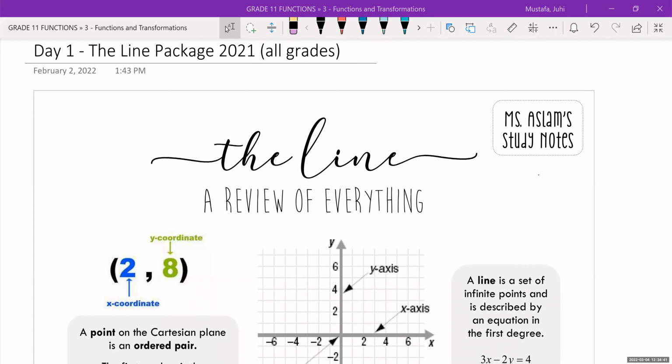If you have ever been in my grade 9 or 10 classes, and I don't think any of you have, I give this line review every single year. If I see you in grade 12, you're probably going to get it again because it reviews everything we have ever learned about the line. So let's just go through it.